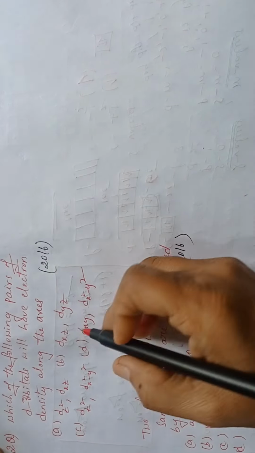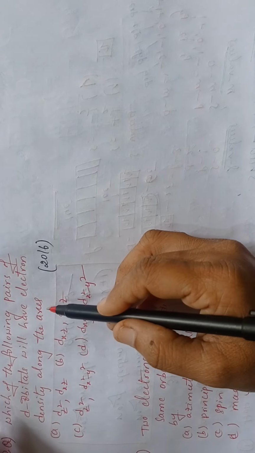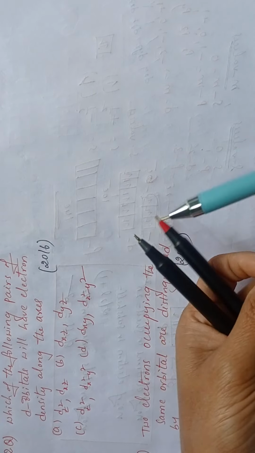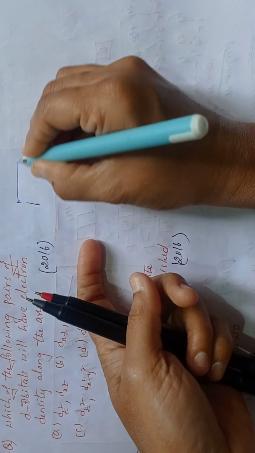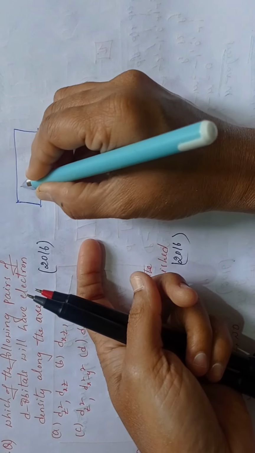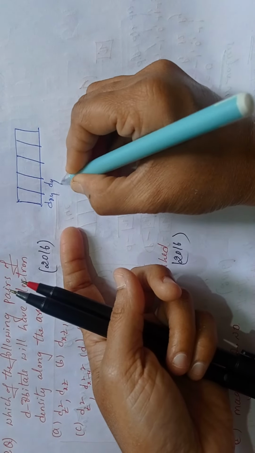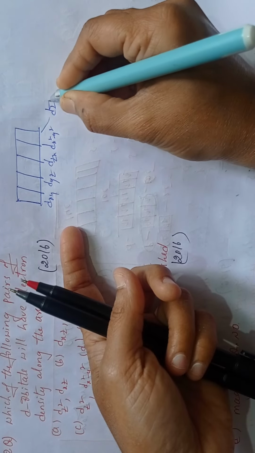Understanding? So now coming to the second question, see students. Which of the following pairs of d orbitals will have electron density along the axis? Along the axis, they are asking. So d orbital shapes. In the previous video students, I discussed shapes of orbitals. Total how many d orbitals students? Total 5 d orbitals: dxy, dyz, dzx, dx square minus y square, dz square.